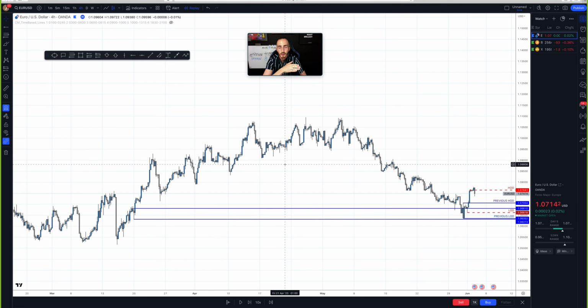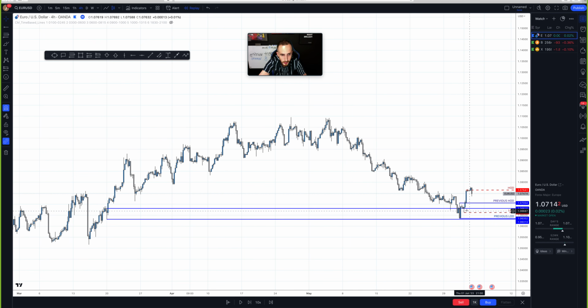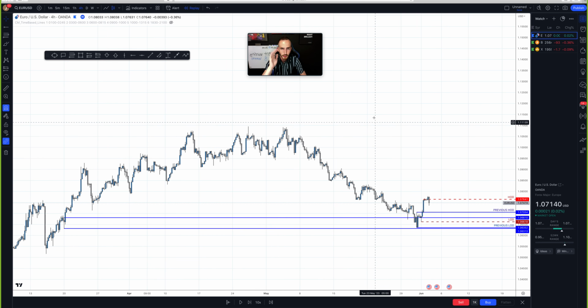But I'm going to delete it when we come to the right so you don't see so many lines. But notice how we respected this H4 demand that gave us this push. And then price got a reaction off this area. We have a left head and a right shoulder. So pretty much right here, we are pushing out of this demand. We could see price probably keep going to the upside, but we'll break that down now.